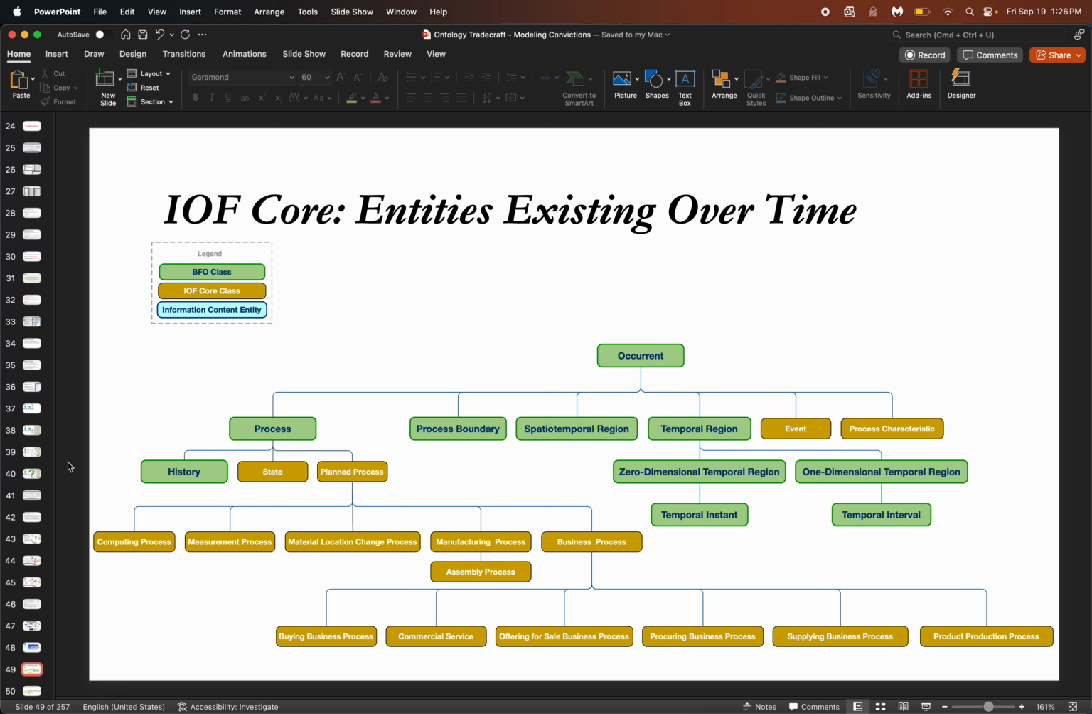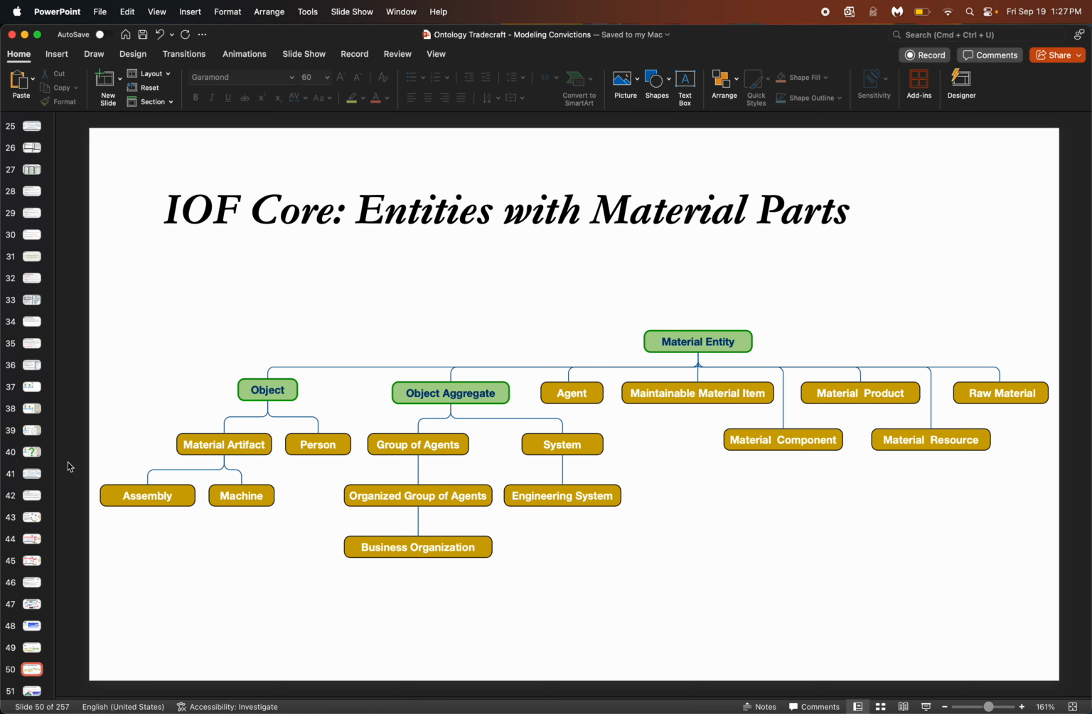And here you have extending directly down from it, things like event or process characteristic. You have processes in BFO, you have states and planned processes in IOF, right? So this is what I mean when I say extending down. You take the base classes from BFO and you create subclass relationships, or types, under those classes as you get closer and closer to the ground. You can see here on the material side, agents and material products and raw materials, the sorts of things that you would expect to see in a manufacturing ontology.